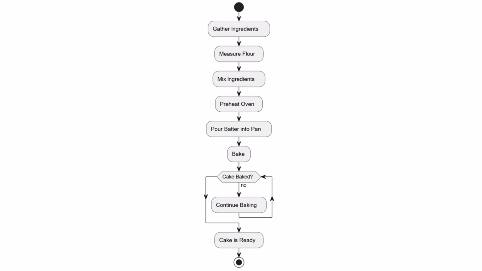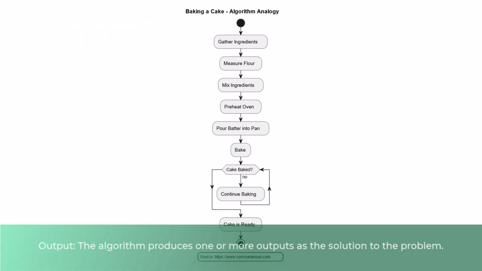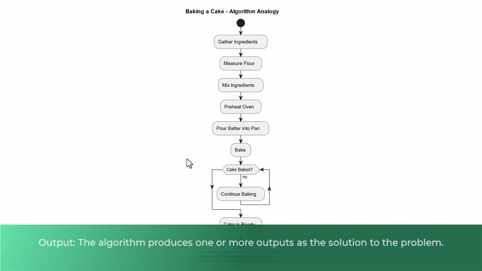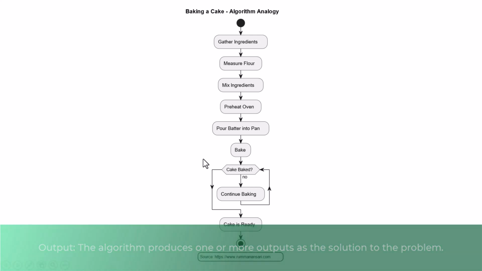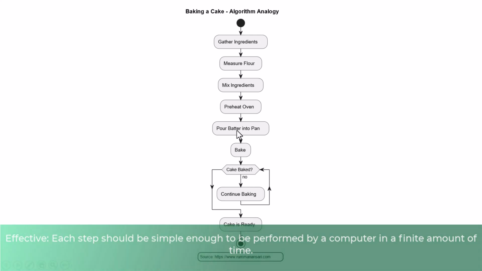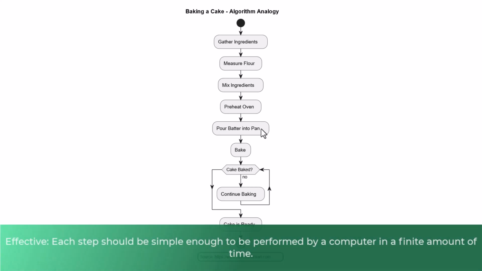So in real life, to make a cake you should have some ingredients, but in programming you can give the inputs from inside the program. That's the important thing, and it should produce some output, and the algorithm produces one or more outputs as the solution of the problem. One more characteristic of an algorithm is effectiveness. Each step should be simple enough to be performed by a computer in a finite amount of time.